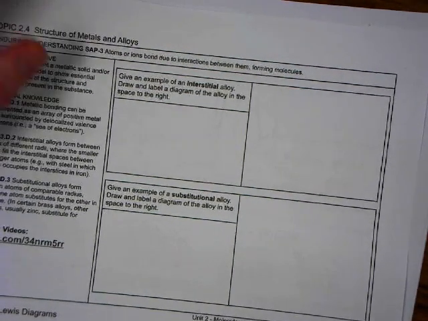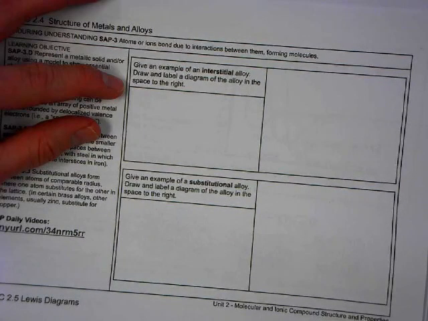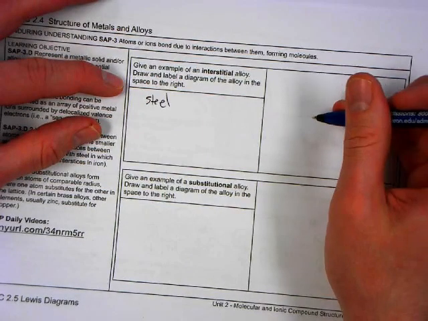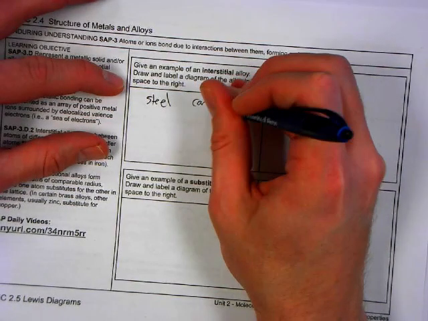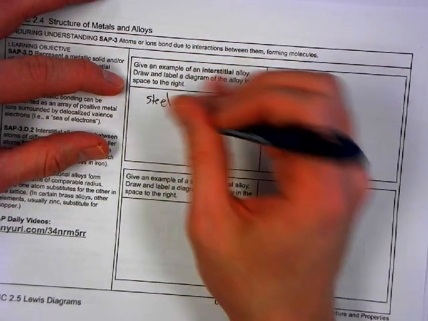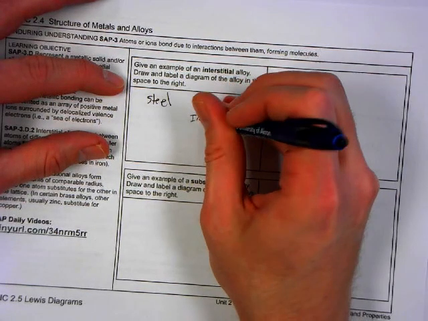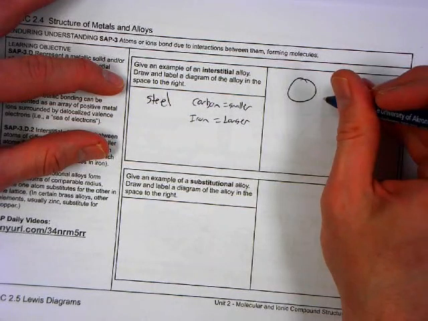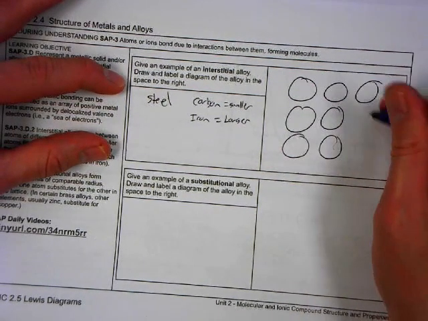Interstitial. When you hear the word interstitial, do you guys remember? Can anybody give an example? I got this question wrong. An interstitial alloy would be steel. This is where carbon is the smaller atom, and iron is the larger.